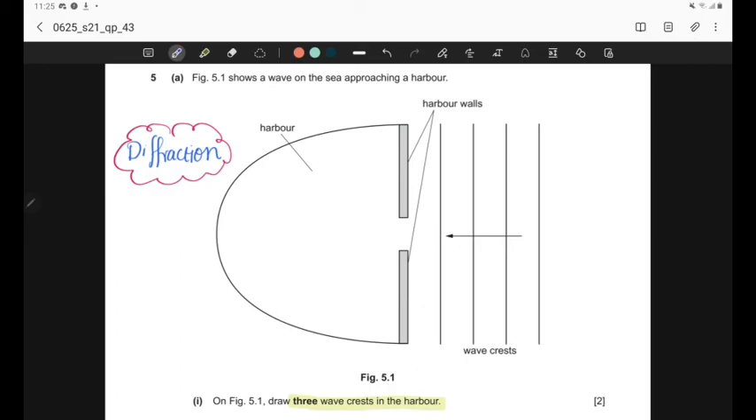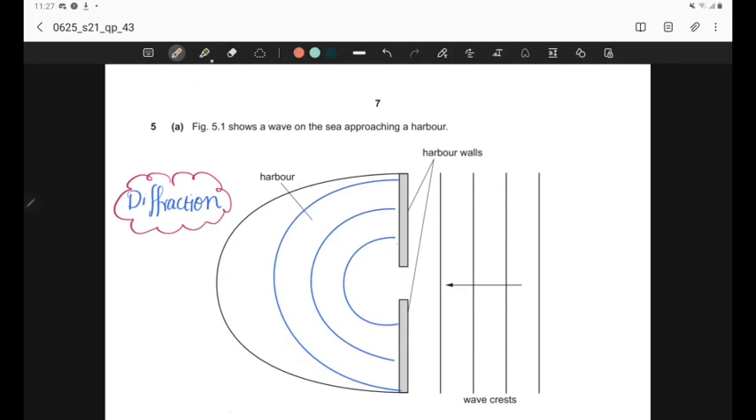So after passing the gap, you should draw the water waves, but they should not be straight. So we can draw 3 wave fronts that should be bent. So these are the 3 wave fronts you have to draw. They are parts of circles, all centered on the center of the gap. We should draw a minimum of 3 wave fronts in order to score full marks.